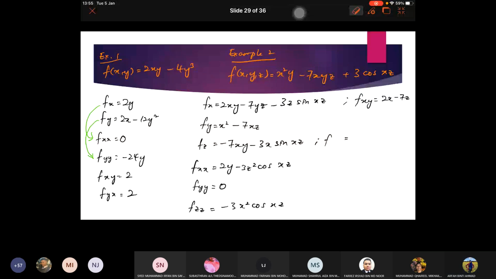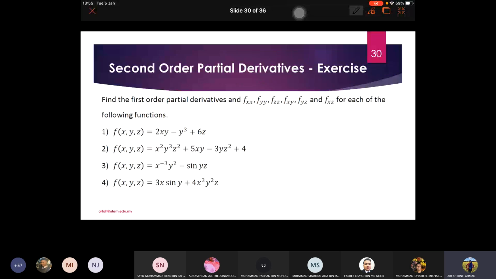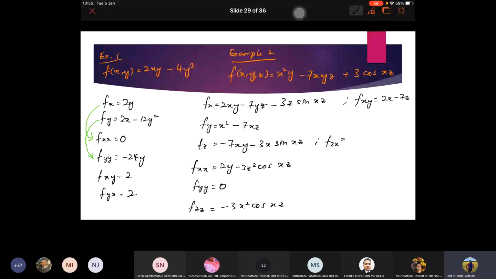Okay. And fzx, this one differentiate with respect to x, fzx. Okay. Fzx, you will get fz with respect to x, so you get negative 7y minus 3 sin xz. Okay. Minus 3 sin xz, and then z has 2, 3 sin xz.